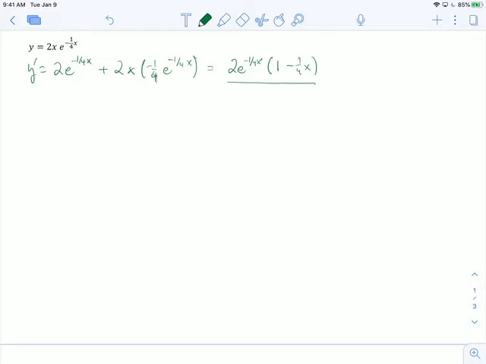So I've got the product rule in play, and so I'll treat 2e to the minus 1/4 x as my first term. And so y double prime is going to be 2 times negative 1/4 e to the negative 1/4 x times 1 minus 1/4 x, plus 2e to the negative 1/4 x times the derivative of 1 minus 1/4 x, which is just negative 1/4.